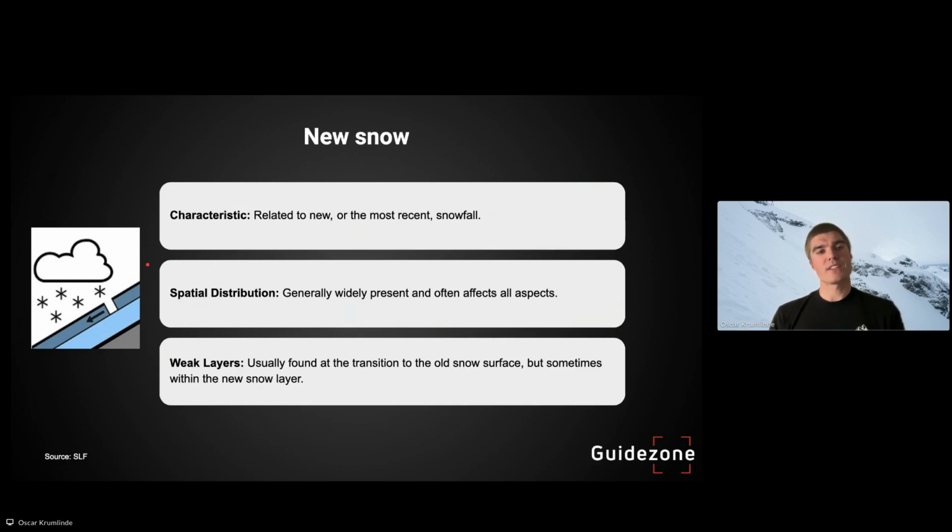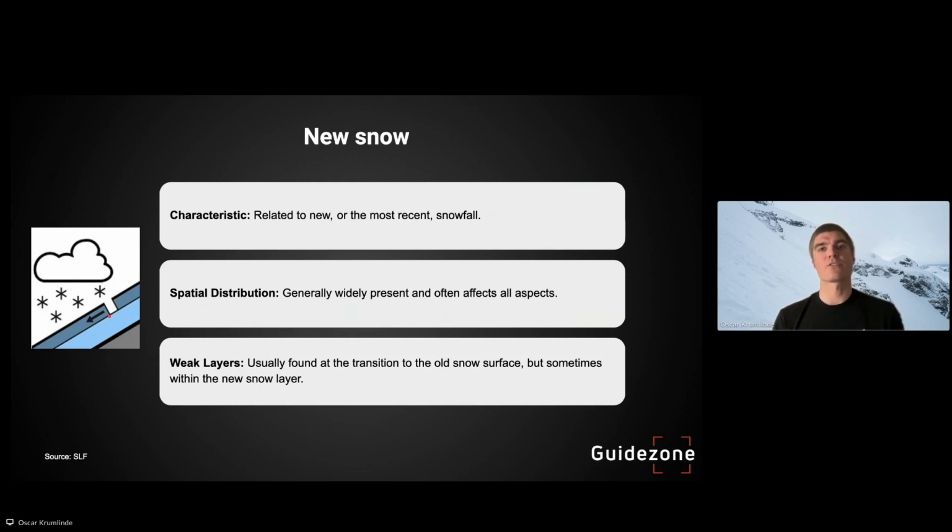So we talked about that we need a weak layer for a slab avalanche to occur. So where do we find the weak layer when it comes to new snow problems? Well, they're usually found at the transition between the new and the old snow. So we can imagine this light blue is the snow that was there before the snowfall, and then darker blue is the new snow that falls. So we tend to find the weak layer at this interface, because the new snow does not bond well with the old. However, we can also find the weak layer within the new snow.